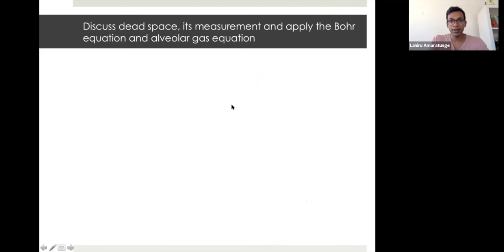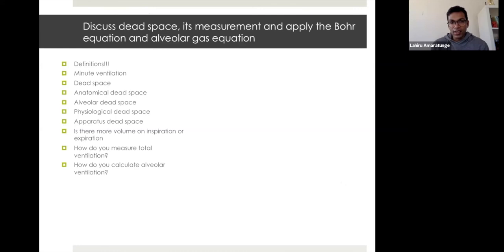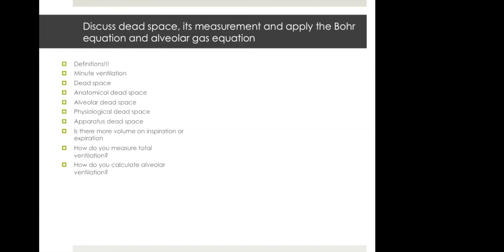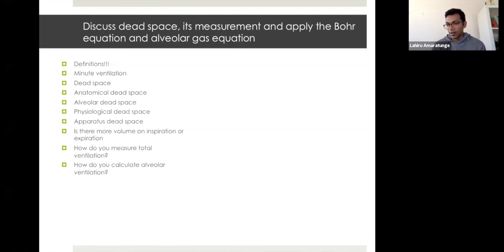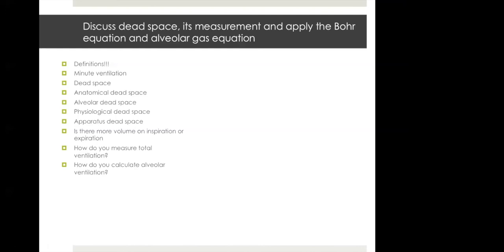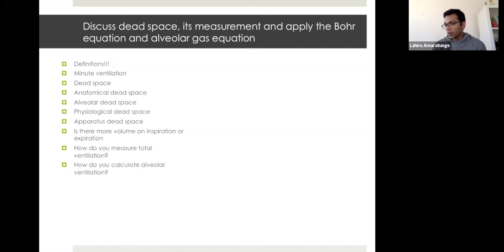Okay. Let's go through this. Discuss dead space, its measurement, and apply the Bohr equation, alveolar gas equation. Let's give this a go. So, Alex Drucker? Yeah, no worries. So dead space essentially is, my understanding is, the lung that doesn't participate in gas exchange. Volume of lung, just to have a unit there, but yeah, absolutely. Volume of lung, yep. And the minute ventilation is essentially your respiratory rate times your tidal volume, which we've talked about.